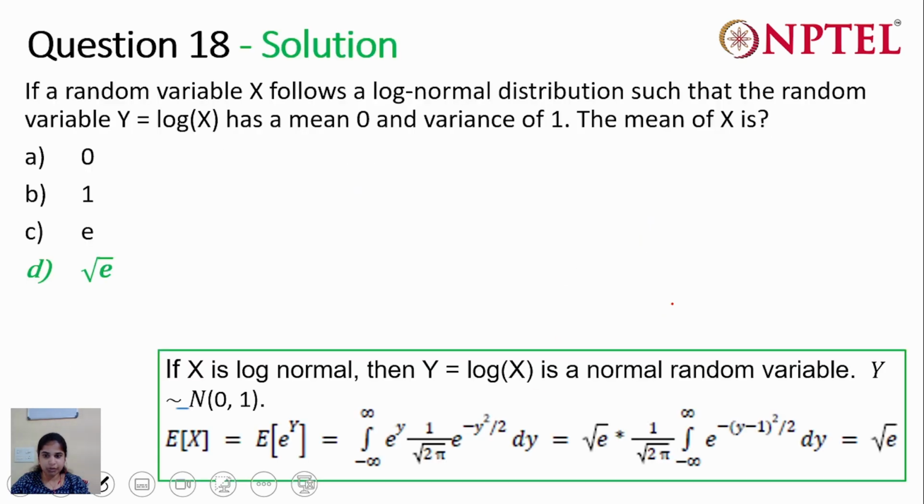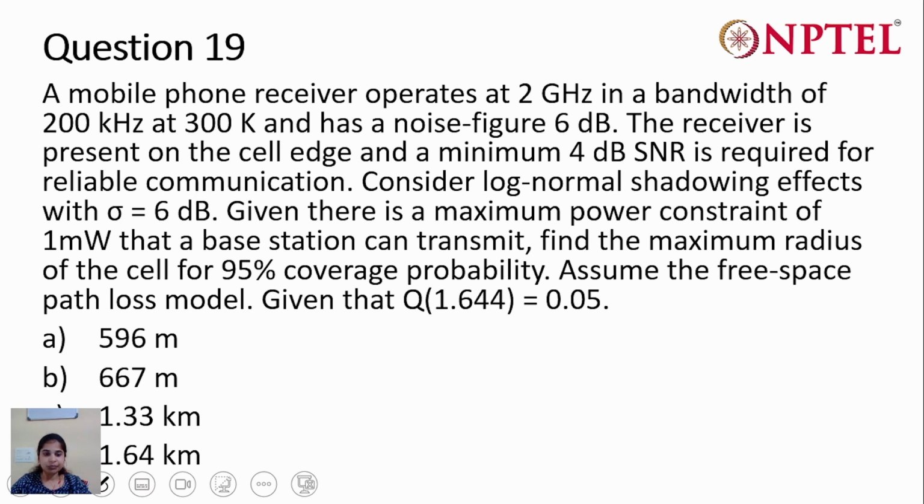I'll go to the solution. We have to find the expectation of e to the power y. We know that y is going to follow a normal distribution. So it's the integral of e to the power y times f_y(y) dy. Directly if you integrate, we will be able to find the mean. Mean is root e. Is it okay? I'm moving on to the last question.